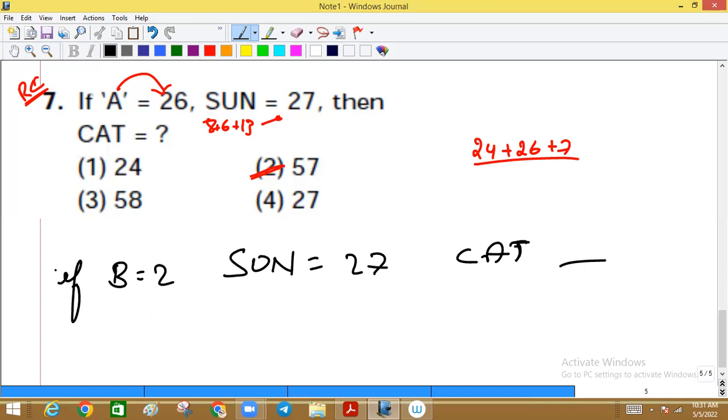24. Okay. What does B2 mean, what kind of coding? Forward coding. What is Y? 19. U, 21. N, 14. Total how much?